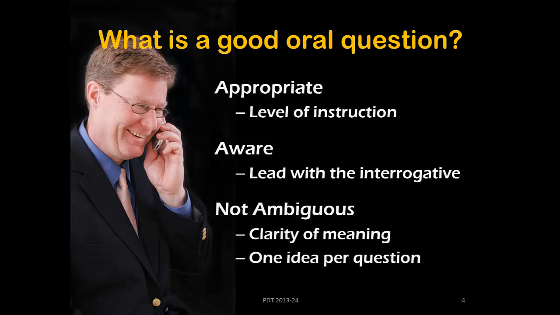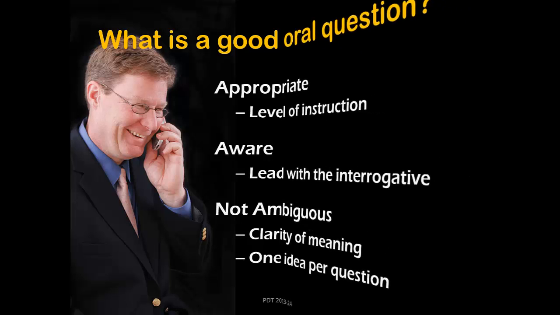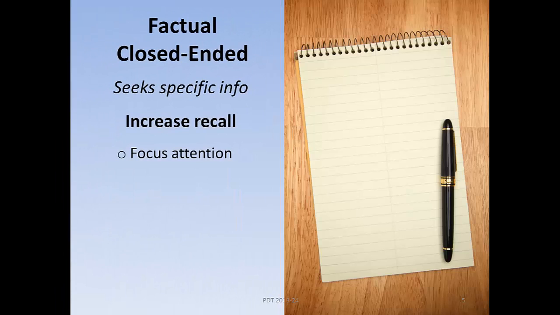The third A, not ambiguous, allows students to focus on the key point. Questions should be clear, concise, and pointed toward a single idea. Knowing these basic guidelines for good construction of a question, let's examine the basic types of oral questions. There are seven. The first type of oral question is the factual closed-ended.